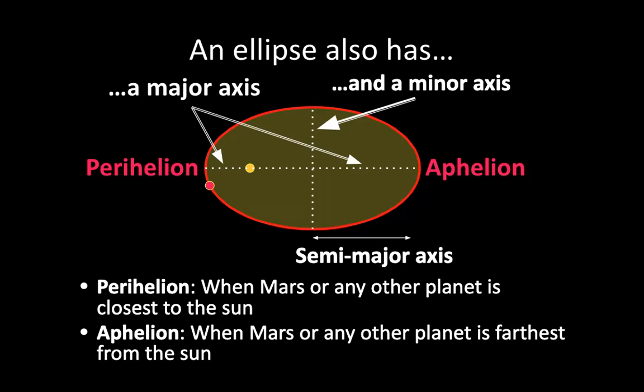So, there's what is known as the perihelion and the aphelion, okay. The perihelion is when Mars or any other planet is closest to the sun. So you see that on the left-hand side, okay? The aphelion is when Mars or any other planet is farthest from the sun. So it's on the opposite side. So perihelion over here, the aphelion over there, okay? Any questions so far?